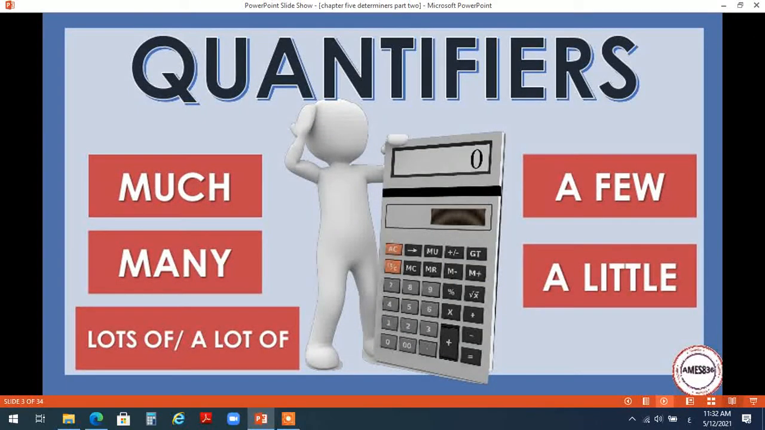First of all, we are going to discuss quantifiers, then we move to the other category. As you can see here, the representatives of this category are words like much, many, a lot of, a few, a little. These are but some examples of the quantifiers that can be used to indicate the amount or the quantity or the number of things or people being talked about.